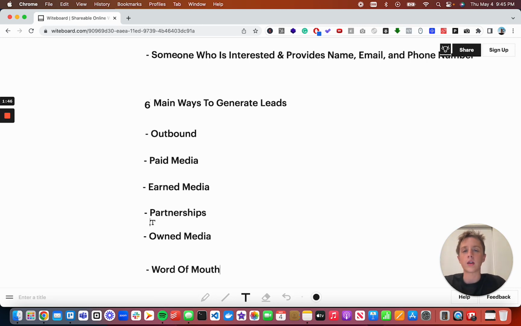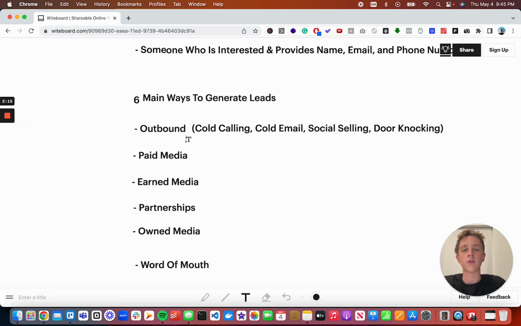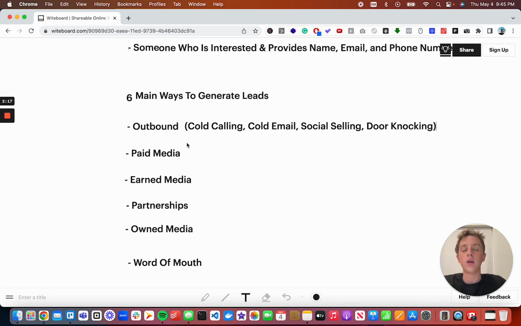So now that you understand every single way of generating leads really falls into one of these 6 categories, let's talk about each of the ways of generating leads. First is outbound. Outbound is really the method of one-on-one communication to generate leads. There are a few different methods for outbound lead generation: cold calling, cold email, social selling, and door knocking are really the main 4 that I could think of. But really any method of one-on-one communication to generate leads is outbound.